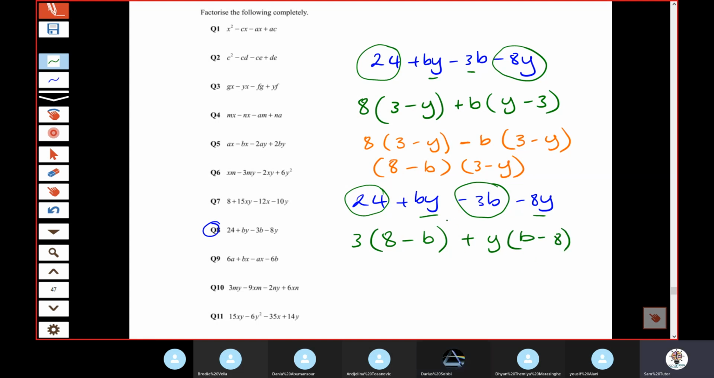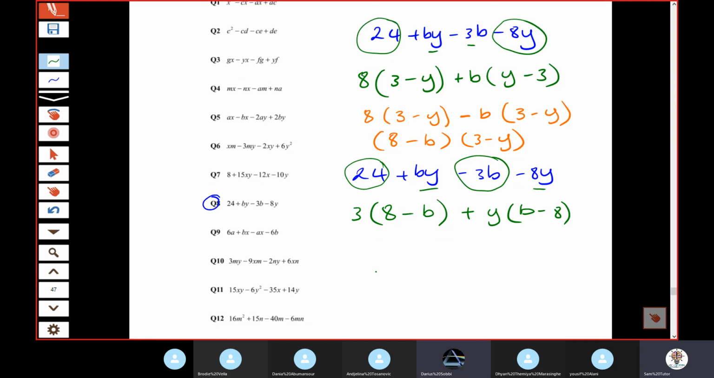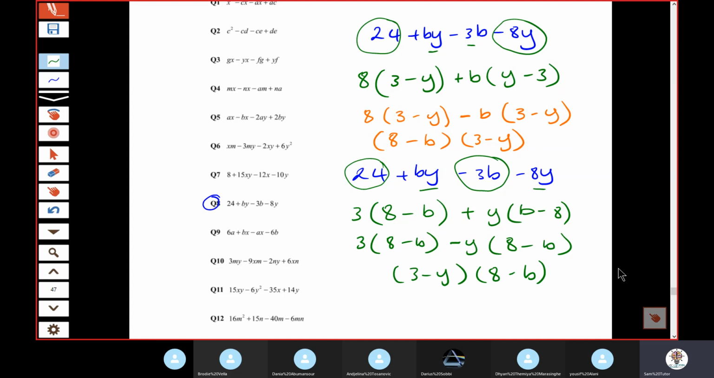So regardless for this question, you still need to do that trick. Unfortunately, you can't do anything else. As you can see, the pairs are not exactly the same. We do need to make that into a minus y and then 8 minus b. And then as you can see, you get the same answer that we got on the top. There you go. I thought I could avoid it, but I couldn't.